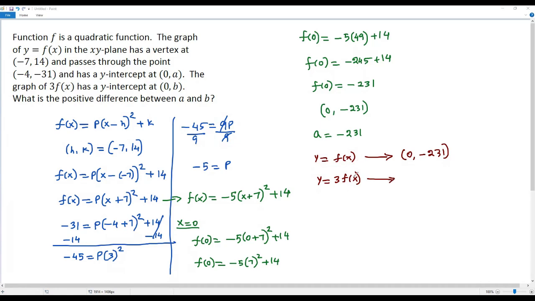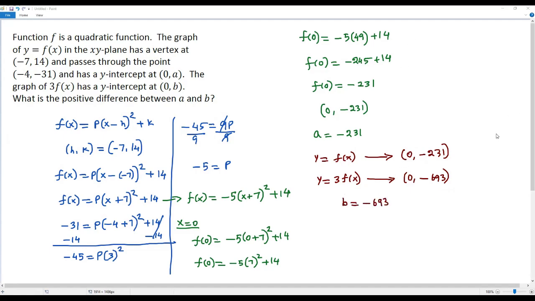That is, to get the y-intercept for this function, let's consider the y-intercept of the quadratic function y equals f of x. We have to multiply the y-coordinate over here by 3. When I do so, I am getting -693. Here I got the y-intercept of the function 3 times f of x, that is (0, -693). But the question says that the y-intercept of this function is (0, b), but here we got (0, -693). In the place of b, we have -693. So therefore, the value of b is -693.